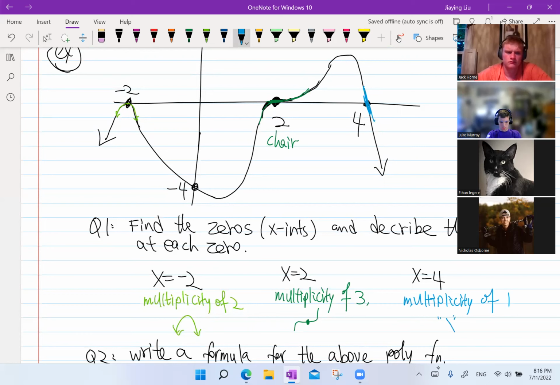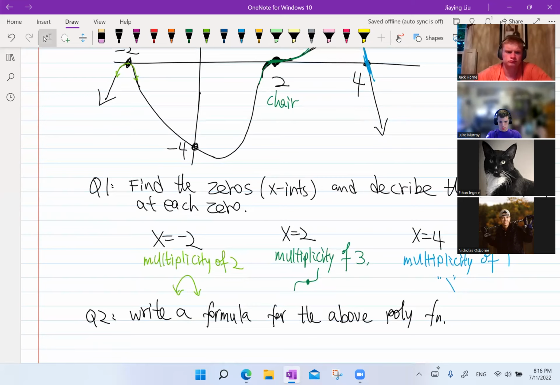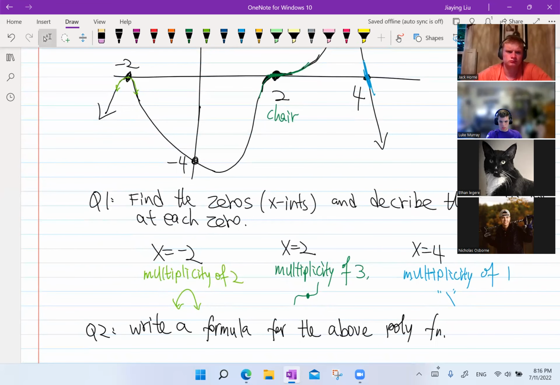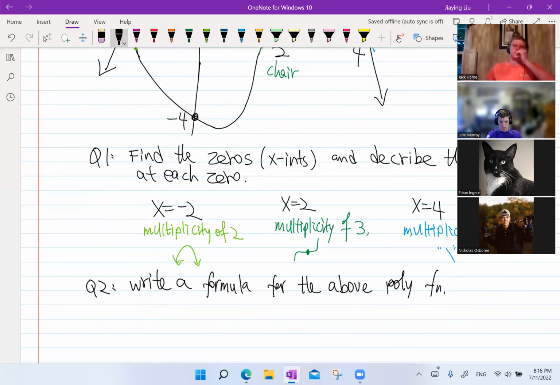All right. Any questions? All right, the last part. So let's write the formula. Well, we're going to write down the factored form for the polynomial function. So we're going to use those x-intercepts. So it's going to be f of x equals some constant a. We don't know what a is yet, but we can find it later.